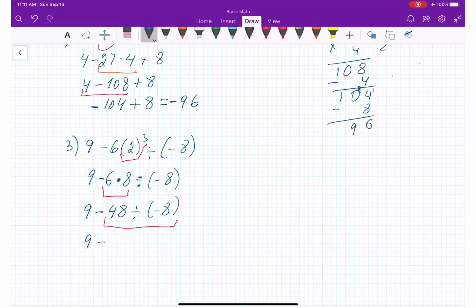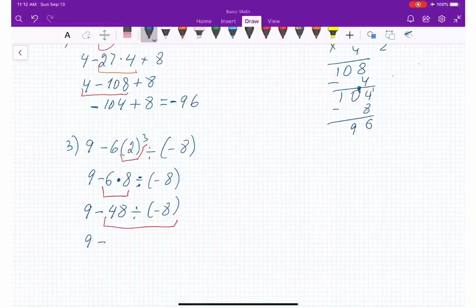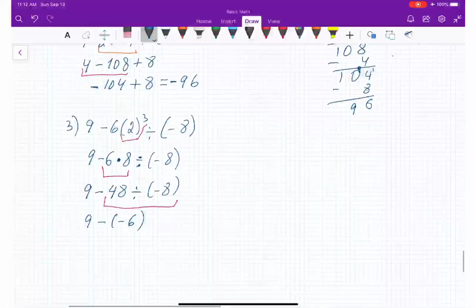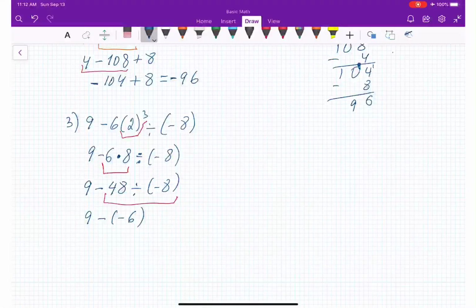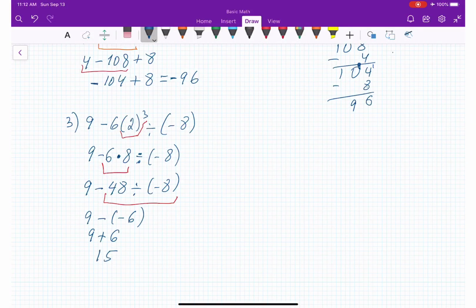We divide, the 48 is positive. I left out this negative. I'm not going to use negative now. I will use it later. So 48 divided by negative 8 is going to be negative 6. Yes? Okay. Next we have opening parenthesis. It's going to be plus 6, right? And 15, because we have negative in front of parentheses, so with negative we are getting positive.